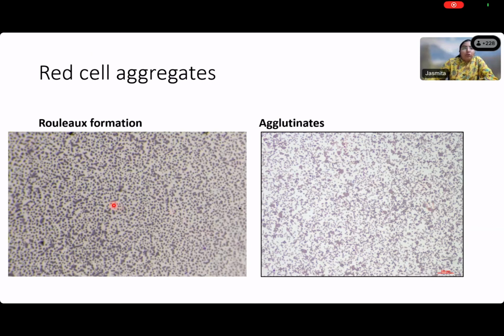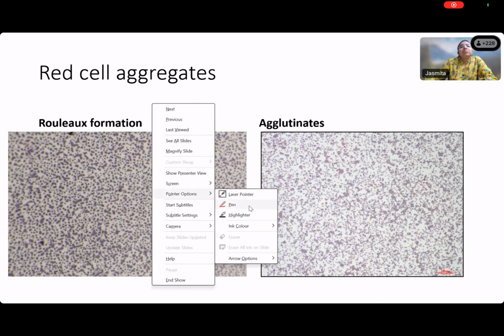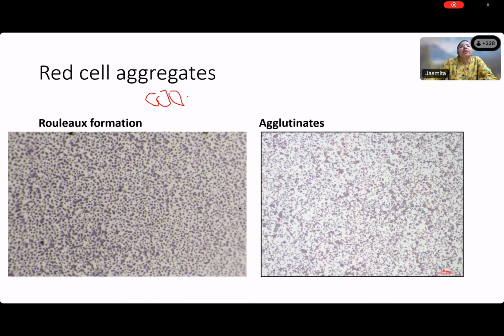Now, these are 2 more findings that you find sometimes. On the left, you have rouleaux formation. Rouleaux formation is called stacking of the RBCs. So stacking of the RBCs means that RBCs are like this. So you have 2, you have 3, you have 4. While on the right, you've got agglutinates. So this is like a clump of RBCs. It is no longer RBCs stacked together in a line formation.